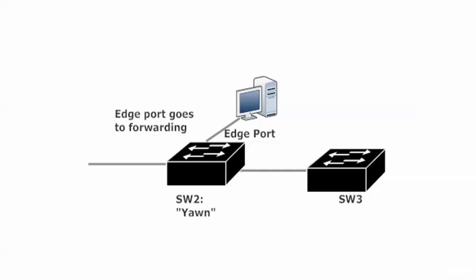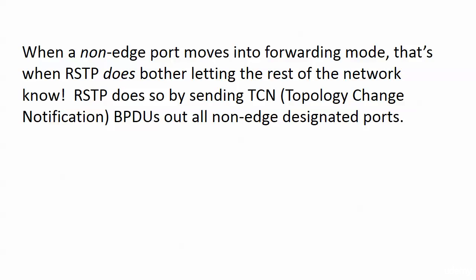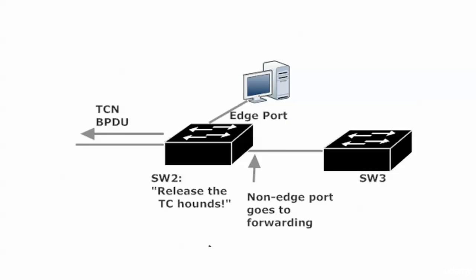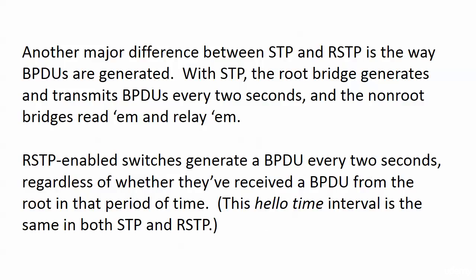So switch 2 would just say, hey, I'm not sending out any kind of notification at all. And I'm using the word notification there for a reason, because when a non-edge port goes into forwarding mode, that's when RSTP does bother letting the rest of the network know. And this is another BPDU type. It's a topology change notification type, and again, the name is the recipe, usually referred to as just a TCN BPDU. What RSTP would do in that case is send that BPDU type out all non-edge designated ports. So when a non-edge port goes to forwarding, switch 2 says, hey, I'm going to send out a TCN BPDU and let the downstream switch know about it.